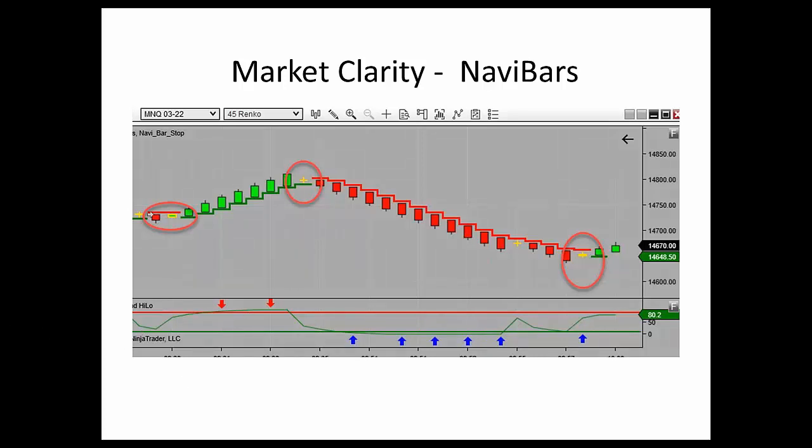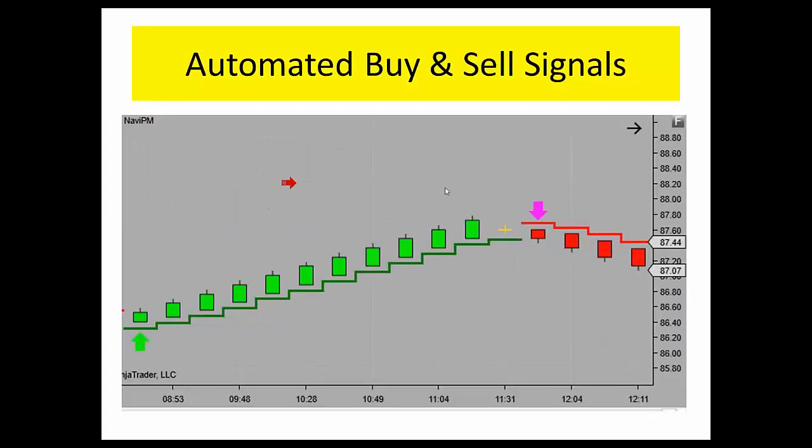All right, so here's consolidation, consolidation, consolidation, consolidation. You can even take trades purely off these consolidation bars. Once you're in the trade, if you want to automate your trade management, you can attach a trailing stop to these signal lines.